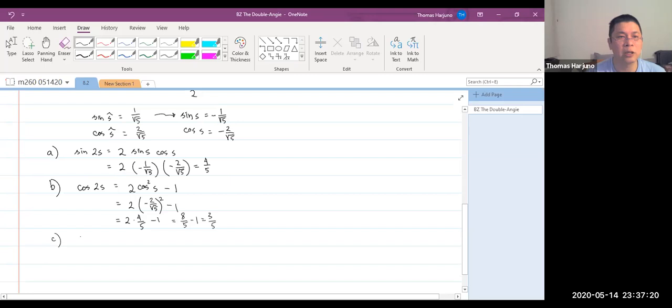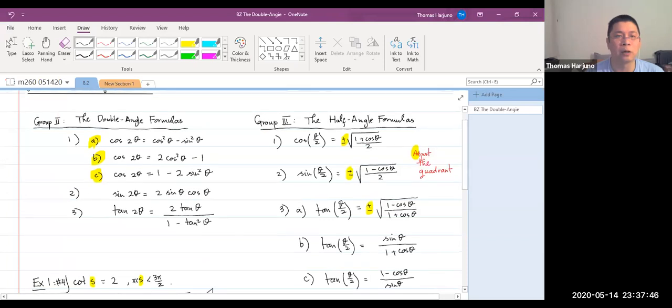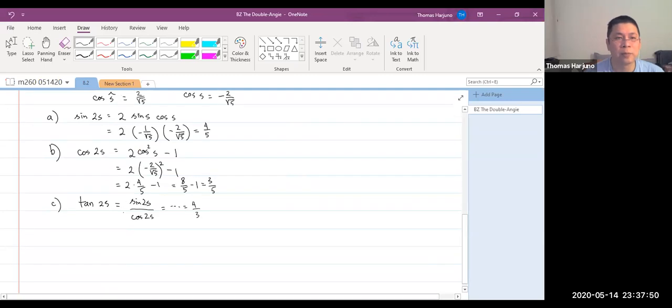For part C, how about tangent 2s? Tangent 2s, well, we can use what we already have up there. For example, we can use sine 2s over cosine 2s, right? We already have that. Then there will be 4 over 3. Or you can use one of the formulas here. That's the first method.